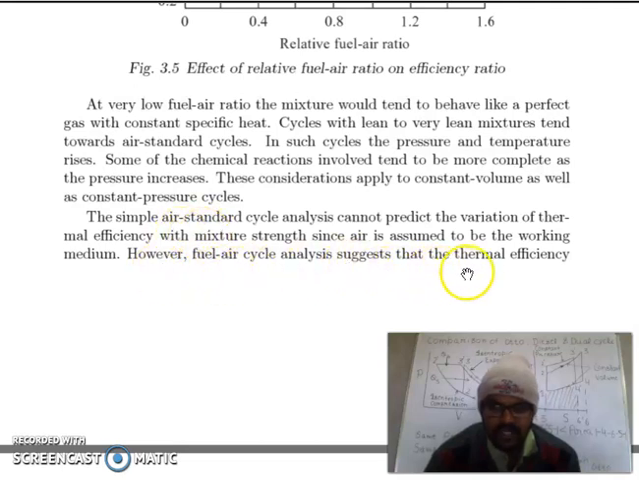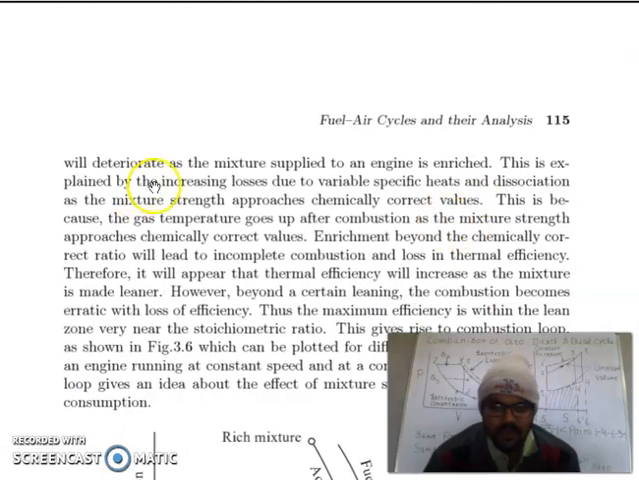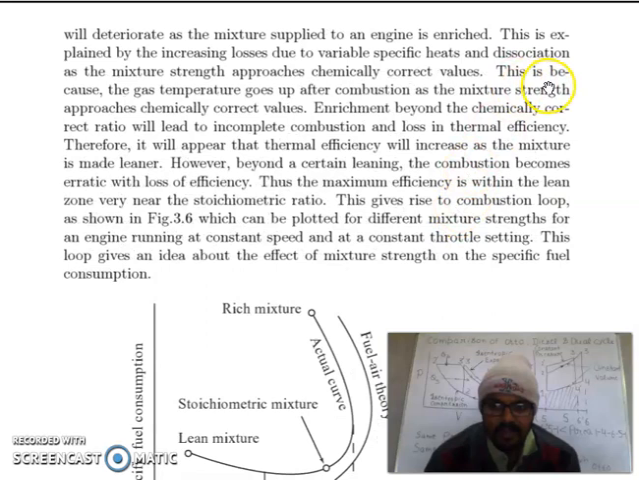However, fuel air cycle analysis suggests that the thermal efficiency will deteriorate as the mixture supplied to an engine is enriched. This is explained by the increasing losses due to variable specific heats and dissociation, which come into play as the mixture strength approaches chemically correct values. This is because the gas temperature goes up after combustion as the mixture strength approaches chemically correct values. Enrichment beyond the chemically correct ratio will lead to incomplete combustion and loss in thermal efficiency.